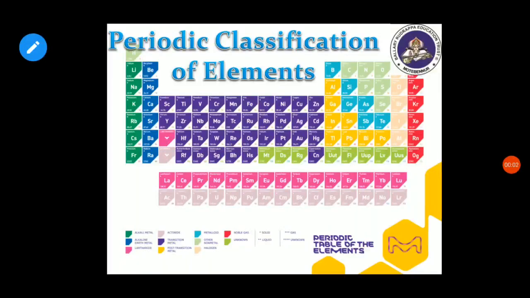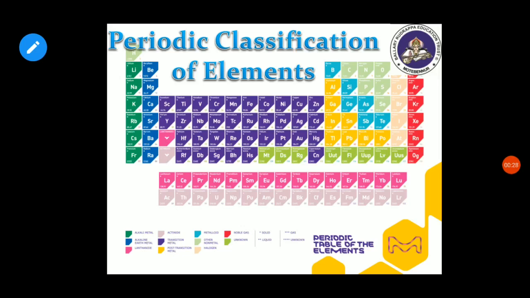Hello my dear students, we are back with one more session of periodic classification of elements. In the last session we studied about Dobereiner's triads. He arranged the elements in increasing atomic mass. He arranged the elements with similar properties into groups having 3 elements. He called it the triads.